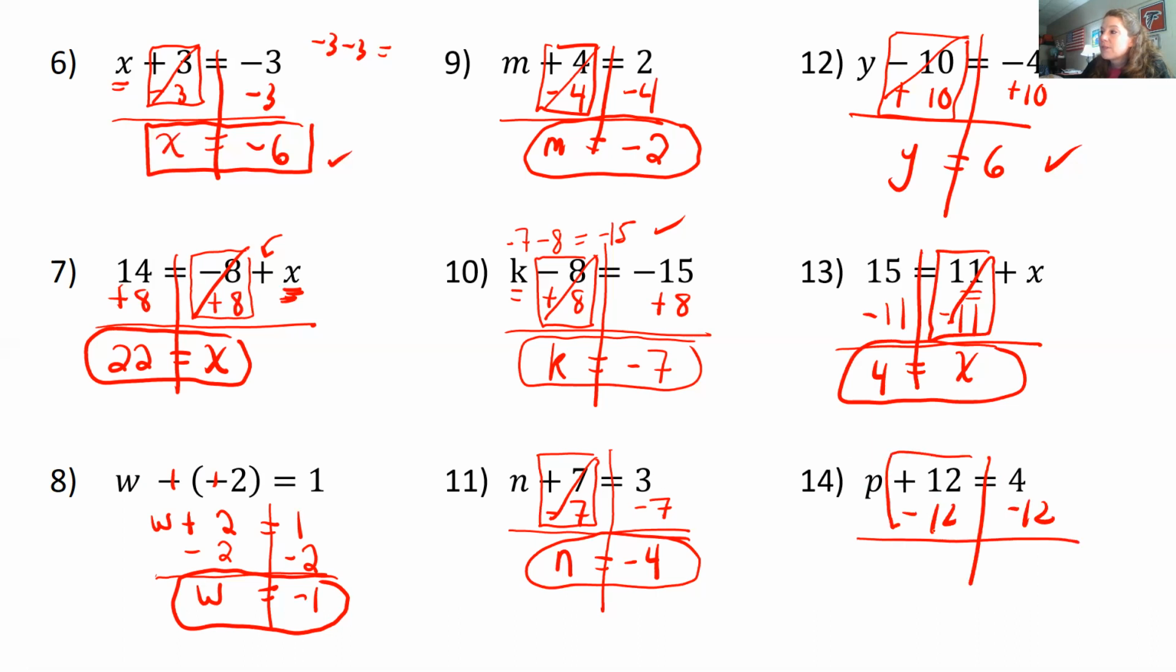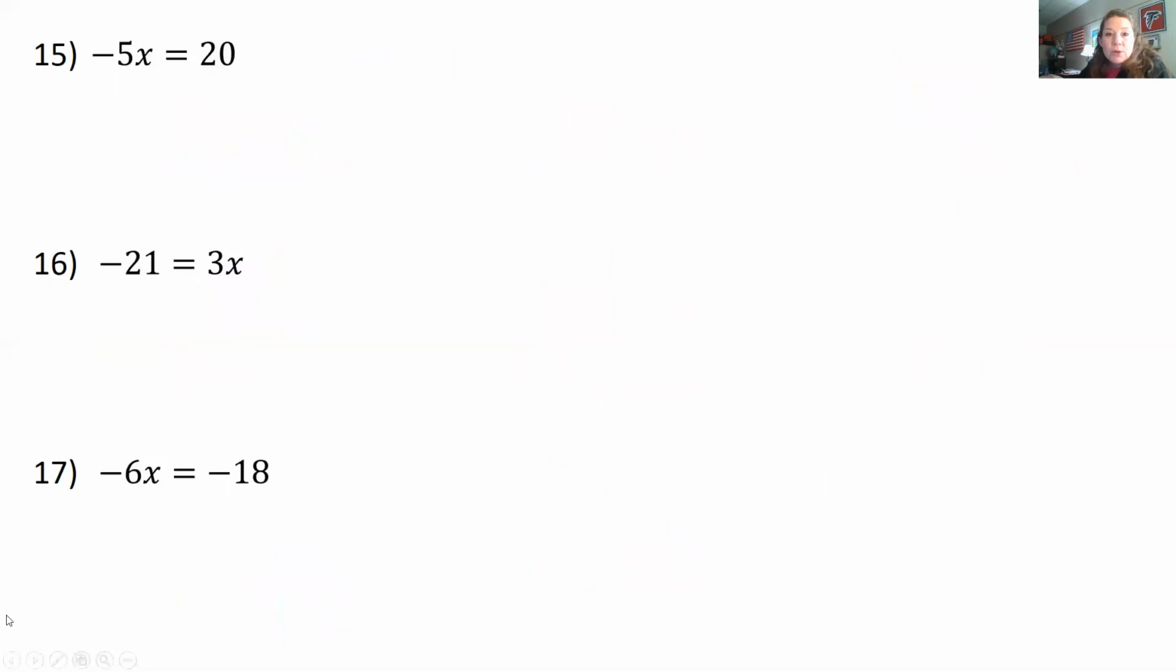Number 14, we're going to get rid of +12 by subtracting 12 from both sides. So our 12s are gone. 12 minus 12 is 0. Bring down our P equals 4 minus 12 is -8. P equals -8.